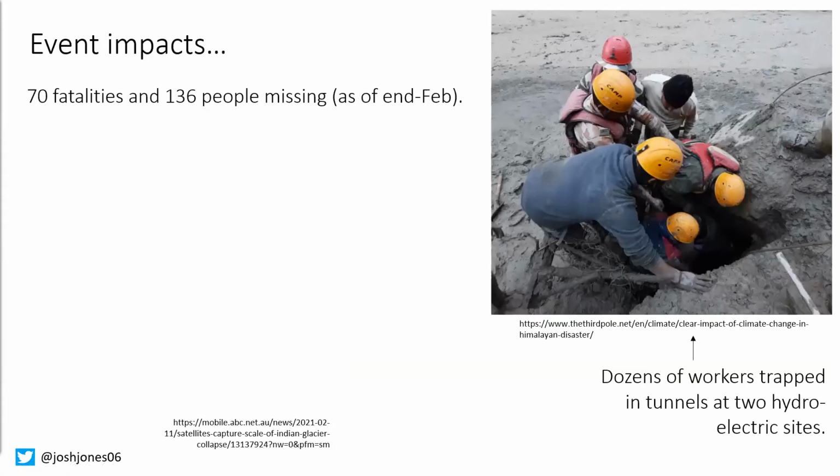Now, this flood surge had some significant impacts. Over 70 people were killed, over 100 people were missing, at least at the end of February they were. And many of these deaths and missing people were to do with tunnels, with 2 hydropower dams that were down this valley. And these tunnels were pretty much just blocked with the flood deposits.